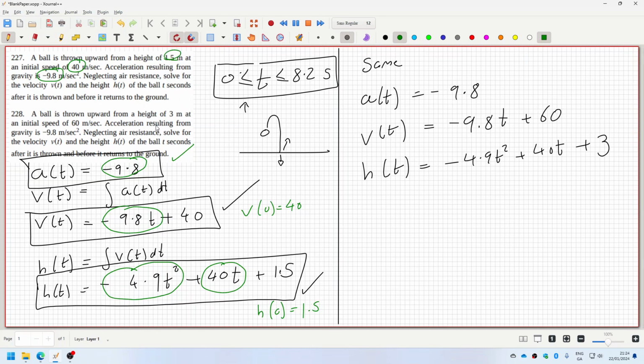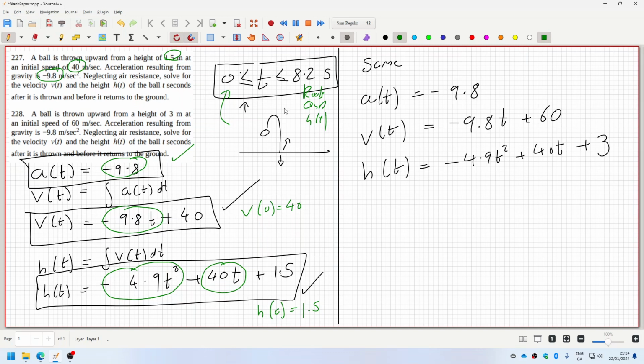So it's quite a simple, quite a short question. I also imposed this extra restriction on the time because it gets a little bit funny about what happens after the ball hits the ground. And I got this number here by just getting the roots of the quadratic for the height. So if you want to, you can put this restriction on it.